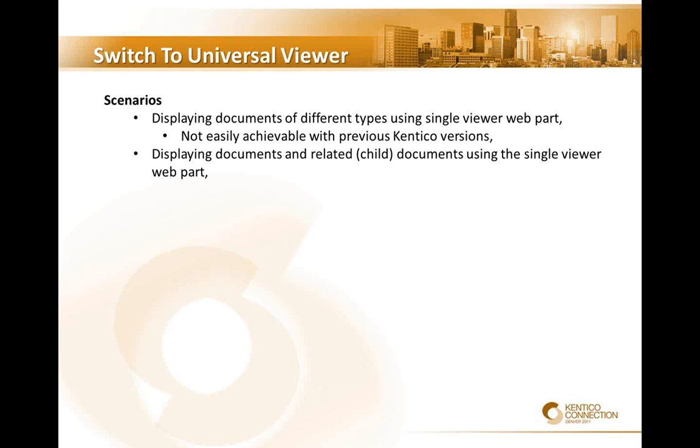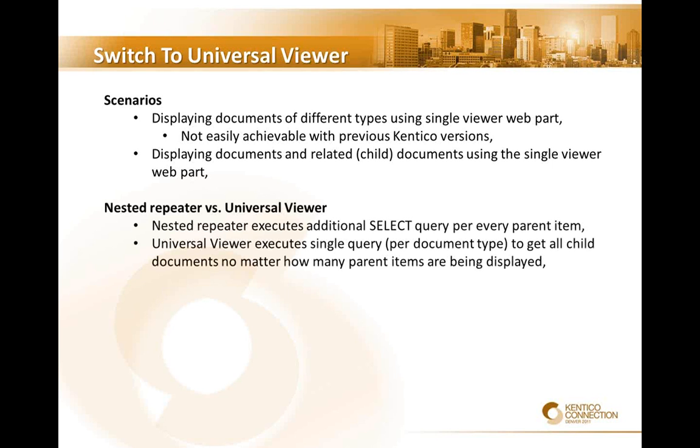And the worst part is that it all would happen in separate requests. So instead of requesting all the data at once, it would be requested separately. And that's exactly what the Universal Viewer tries to eliminate. So the Universal Viewer basically executes only a single query per document type to get all child documents, no matter how many parent items are being displayed.